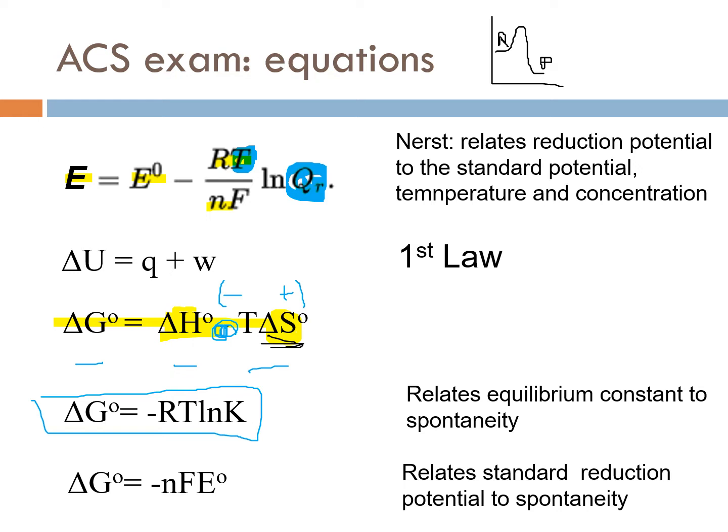The one at the bottom is the one that correlates delta G with the cell potential. Remember that if the reaction is spontaneous, so it's a galvanic cell, E is positive and delta G is negative. But if you have to do the math, that's the equation.